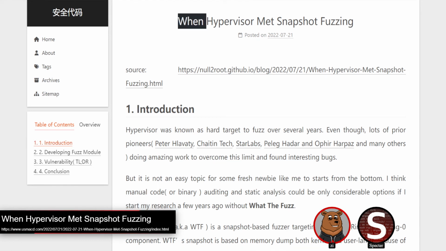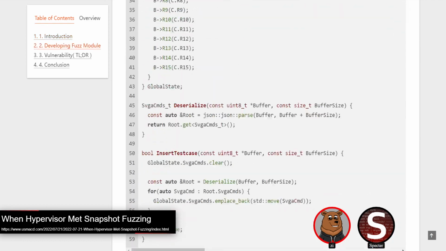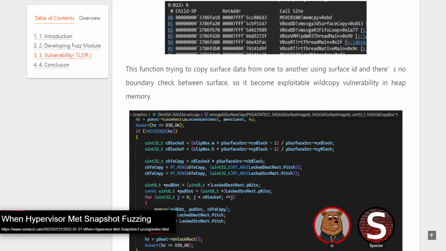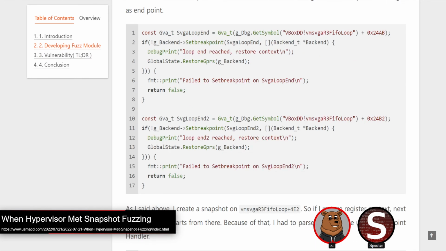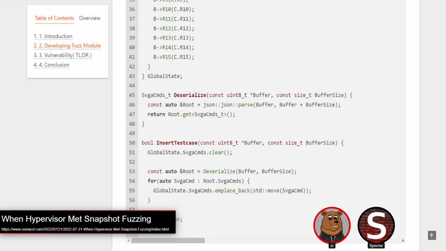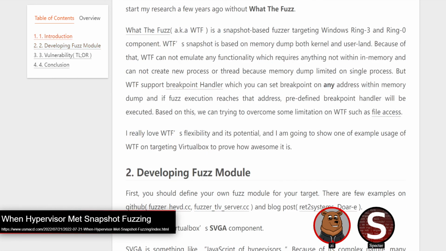I think the only shout out for this episode is "When Hypervisor Met Snapshot Fuzzing." I saw this. We talked a little bit about covering it, but there isn't much of a vulnerability to cover here. I think it was a wild copy, wild write. Yeah, wild copy. The vuln wasn't too interesting. There's some code in here, but it seems like he's writing a fuzzer for a hypervisor, specifically VirtualBox, looking at SVGA. It goes through their development of a fuzzing module for it. Worth checking out if that is an area of interest to you. So I just wanted to give it that quick shout out.